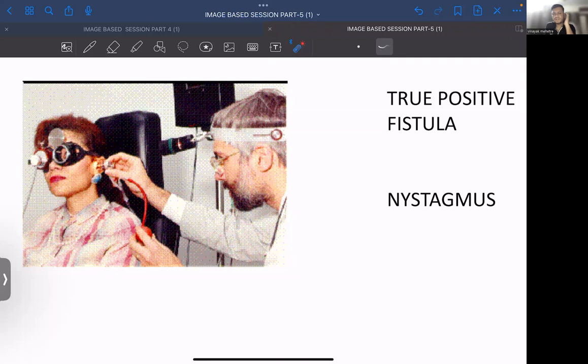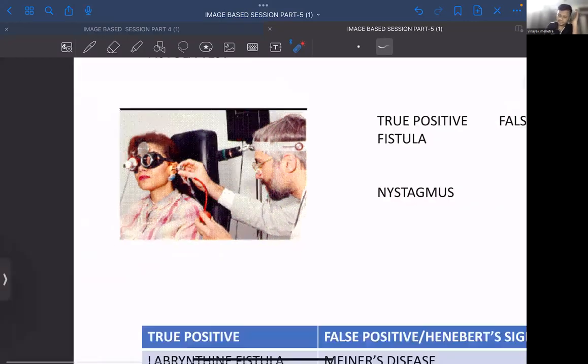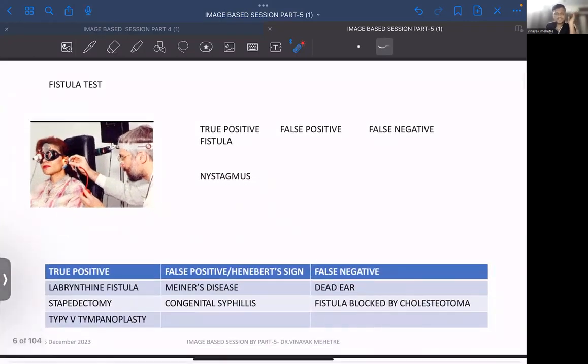If we are going to increase pressure in the external auditory canal by using Siegel's speculum, ठीक है. True positive fistula sign, if there is an abnormality in the ear, okay, what will happen, patient will have nystagmus. So true positive means what, abnormality is present and patient is going to have nystagmus.